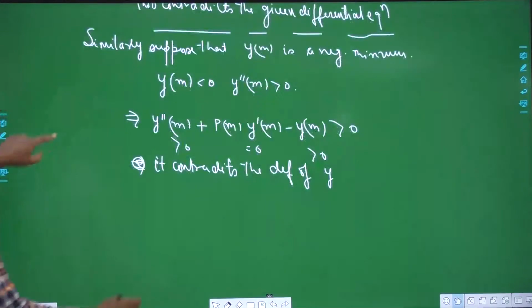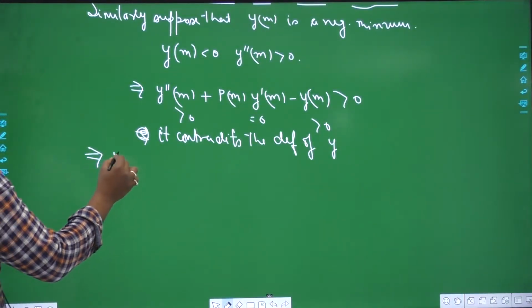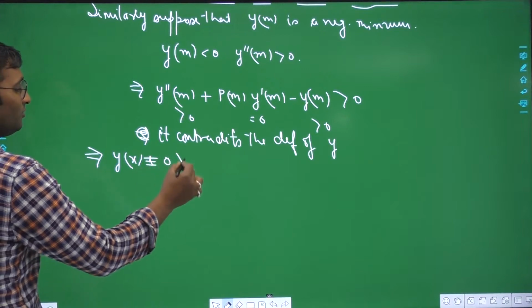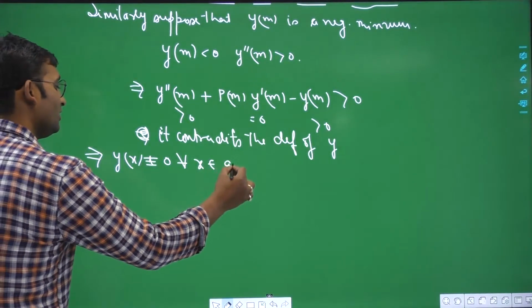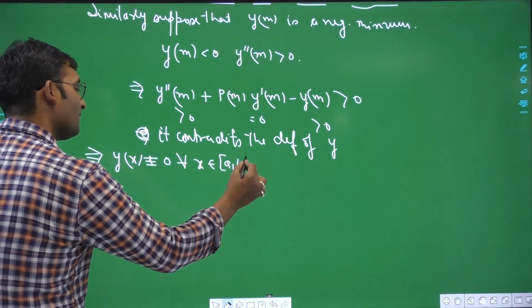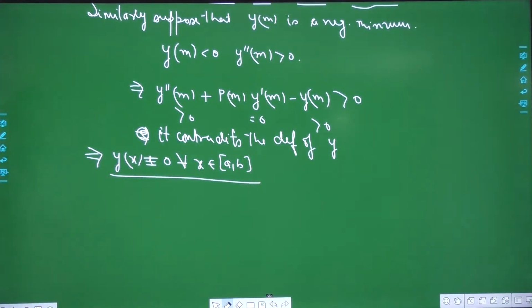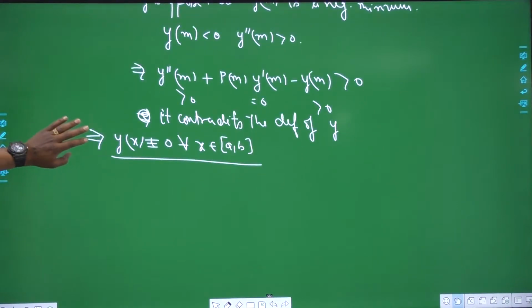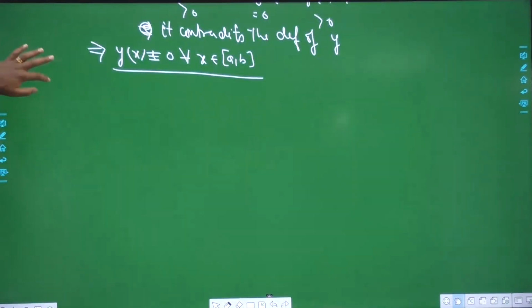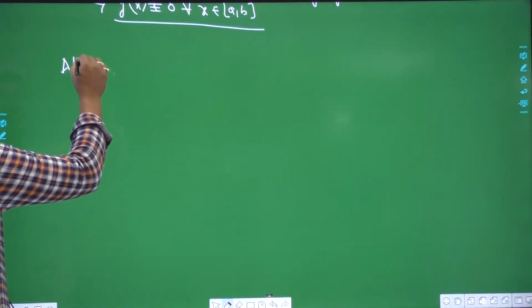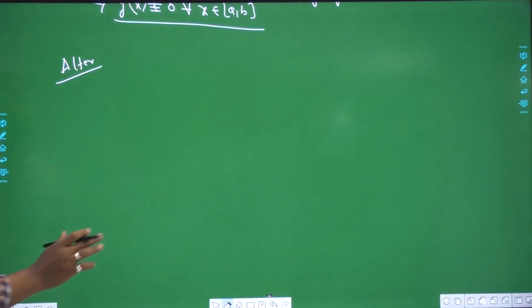Therefore, it implies y(x) is equal to 0 for all x belonging to a comma b. So y(x) has to be identically 0. I hope it is clear. There may be another way of doing it. Let us see another way of doing it. Alternative, but now this is a kind of scratchy thing that I'm writing.